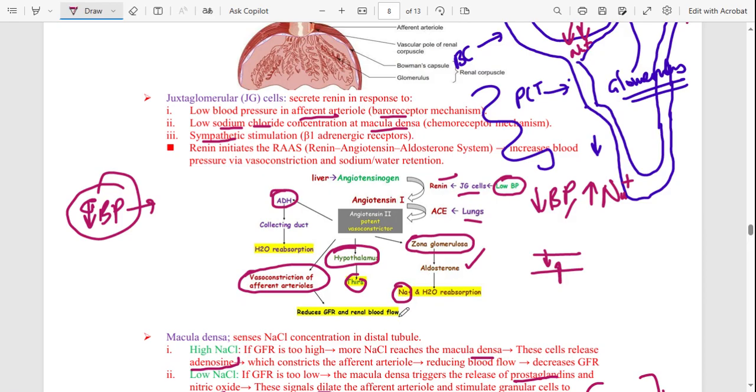Okay, and the water. So we are interested in actually the water reabsorption, because the salt is already high in this case. Okay, so this is what happens. This is the juxtaglomerular complex. Does that make sense? Okay, very good.